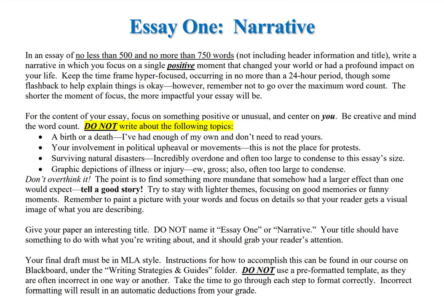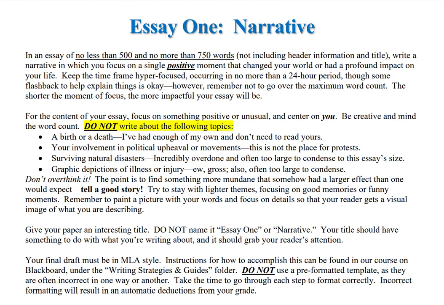Please also avoid graphic depictions of illness or injury. That's gross. It's often too large to condense. I once had a student who wrote me about the time that they got gangrene in their toe and had to have it amputated. And frankly, I don't ever want to read that again. Thank you.